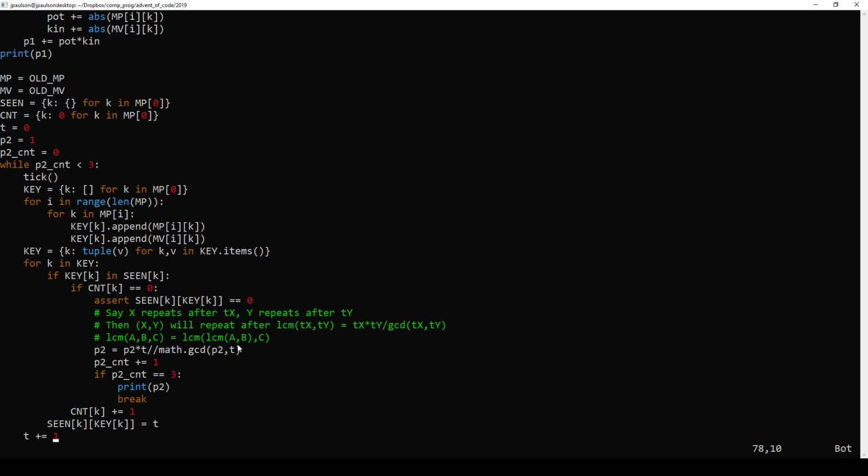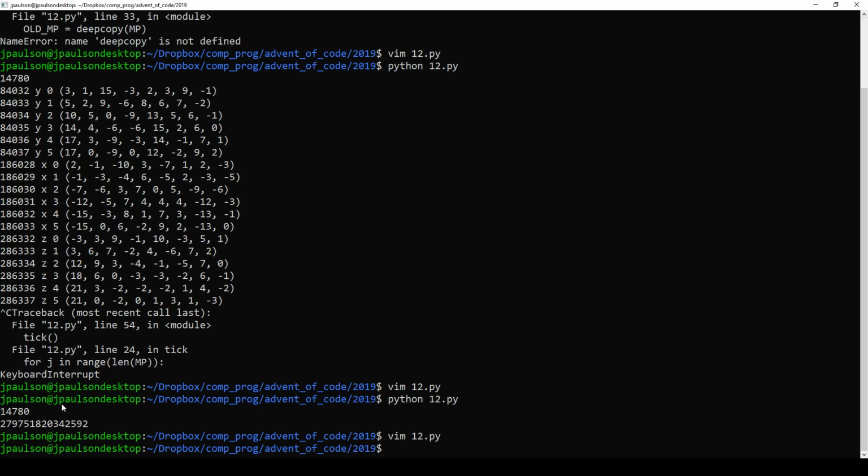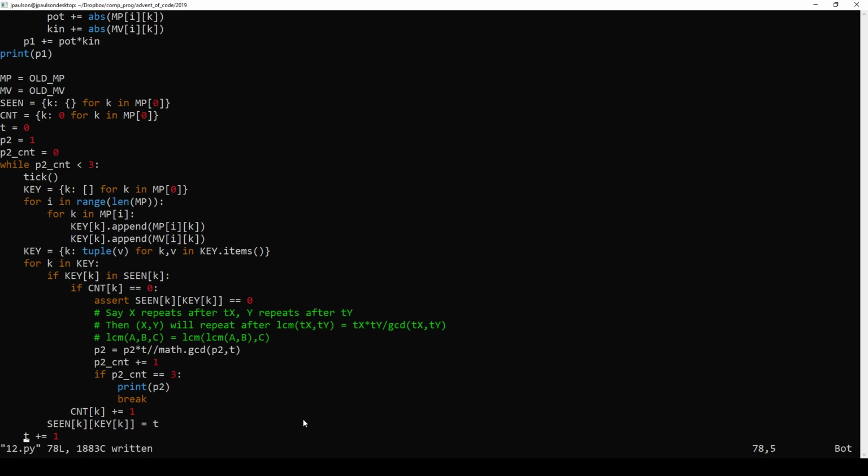So we're finding the period of the x-axis, period of the y-axis, period of the z-axis, and we're just taking the LCMs of all those periods, and that gives us our final answer, which is super big. It's way bigger than they warned us about, right? Thousands, millions, billions, 279 trillion ticks. Definitely was not going to get there by brute force. So this was a cool problem. Definitely required some thinking in part 2.